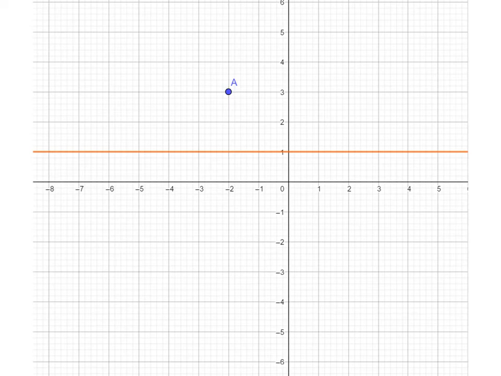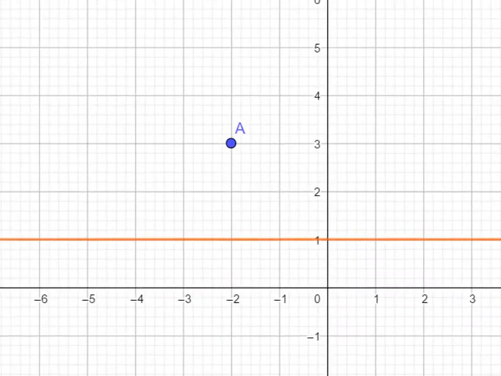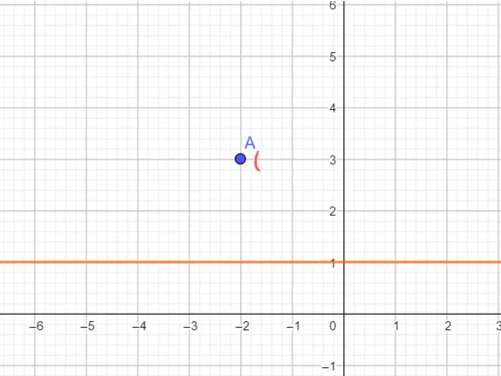All right, we're going to talk real quick about reflections over horizontal and vertical lines. Here we're going to start out with a horizontal line, and we're going to talk about coordinate A here. First thing we need to do is talk about what the coordinate A is. In this case, it's -2, 3.